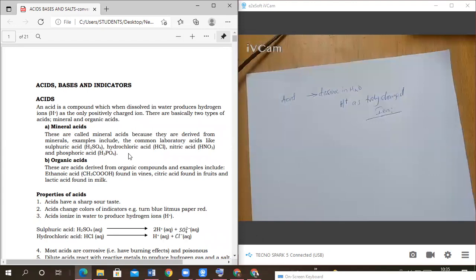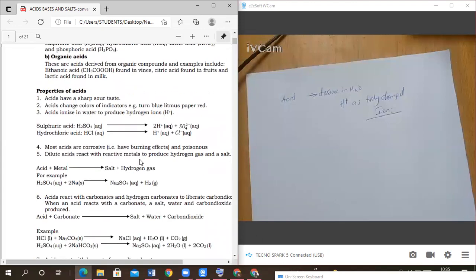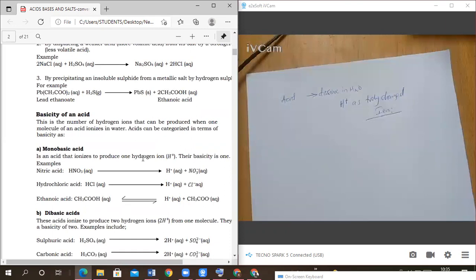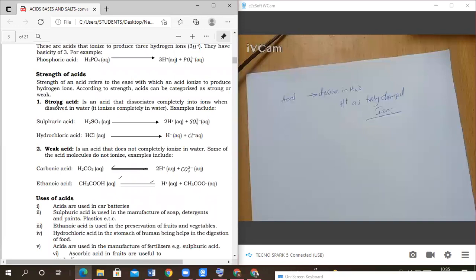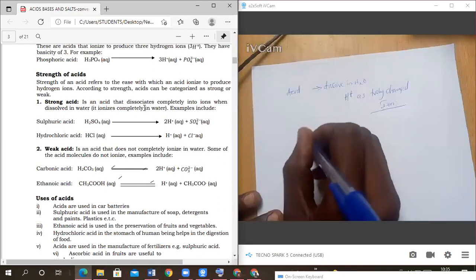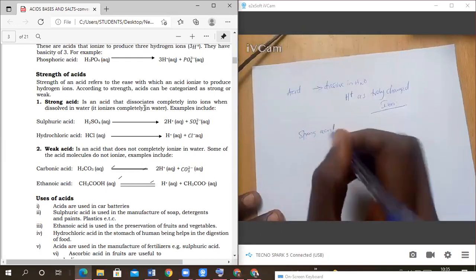Now there are two types of acids. We have the weak one and the strong one. A strong acid is an acid that dissociates completely into ions when dissolved in water. It ionizes. If you don't want to use dissociates, use ionizes in water completely. An example is sulfuric acid, a strong acid.